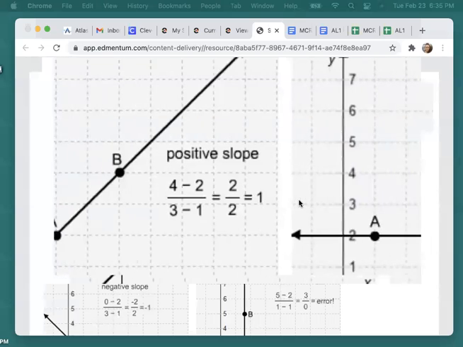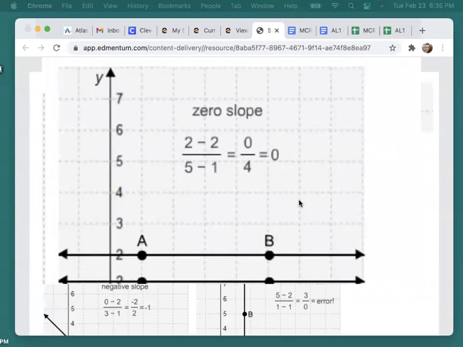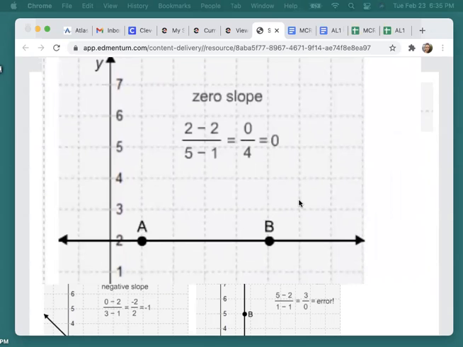Now, if I look at this slope right here, it's a 0 slope. So moving from left to right, it's not going up any. So that means it's flat. The slope is 0.